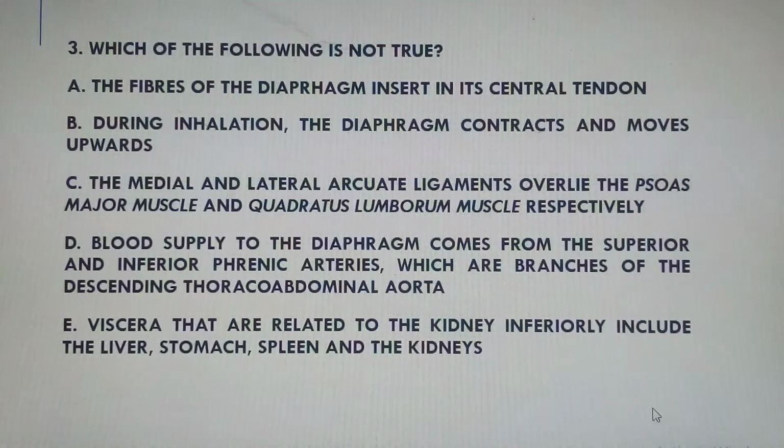Option E says viscerae that are related to the kidney inferiorly include the liver, stomach, spleen, and the kidneys. This is supposed to be viscerae, so we're supposed to add an E to it. Sorry about that, this is supposed to be the diaphragm. So that's a very true statement. I'll show you.